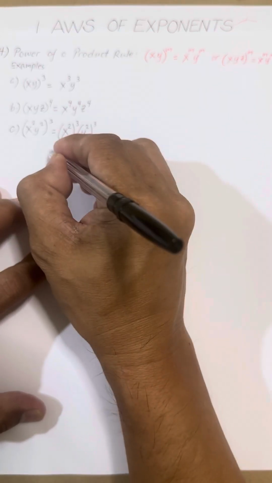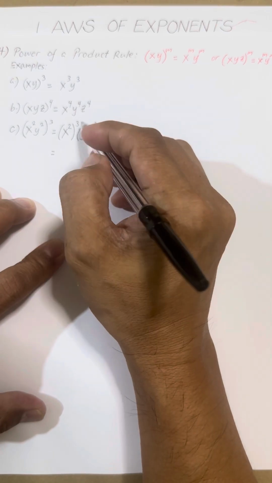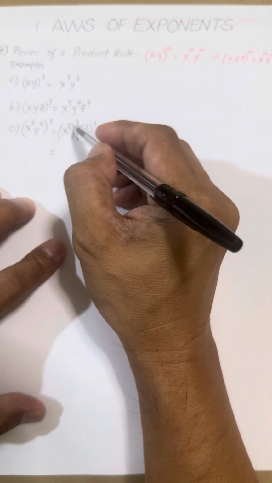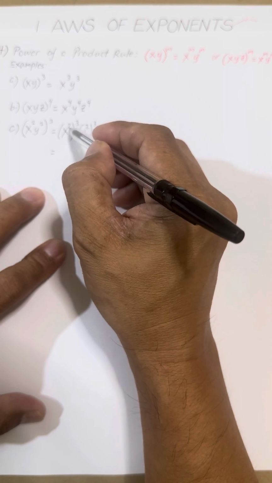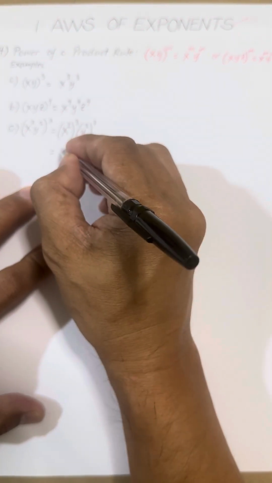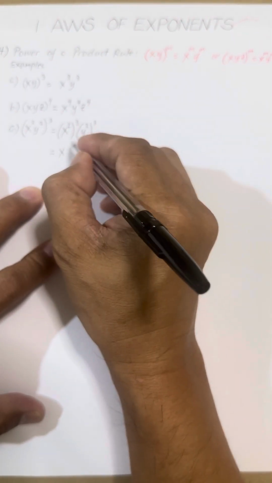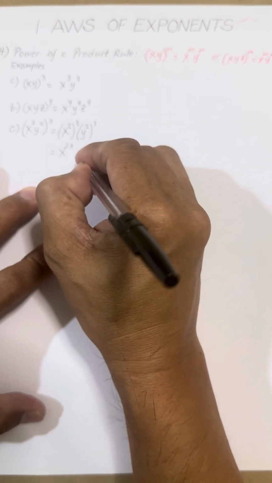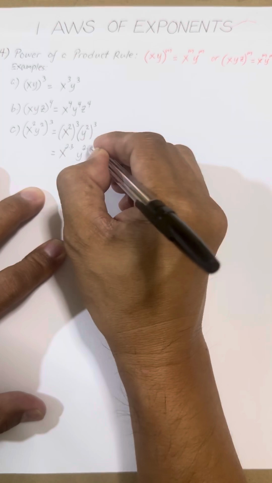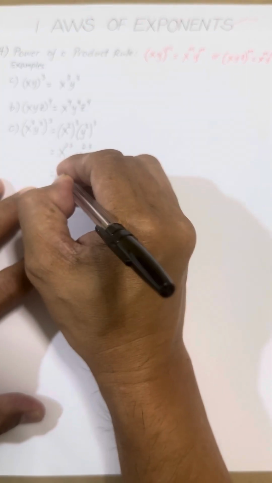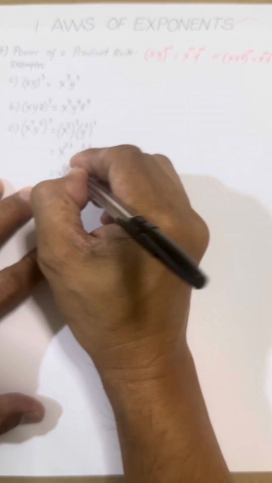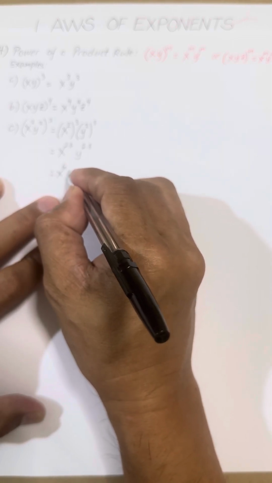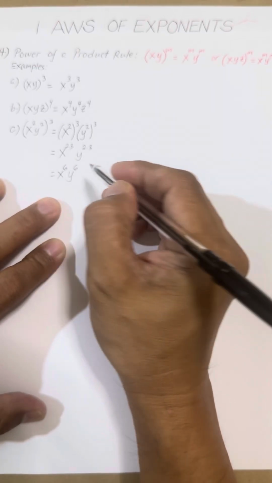So this is equal to applying rule number 3. Applying rule number 3, we need to multiply the powers, right? So this will be x to the power 2 times 3, and then y raised to power 2 times 3, equal to x to the power 6 times y to the power 6.